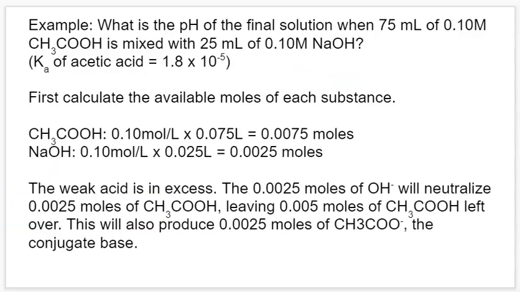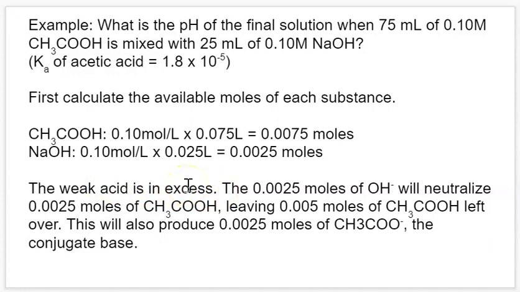And how that's going to work, first we need to calculate the available moles of each substance. So for the acetic acid, it was 0.1 molar, aka 0.1 moles per liter. We multiply that by 0.075 liters, and we end up with 0.0075 moles of acetic acid to start with. We do similar math for the sodium hydroxide and find out that we have 0.0025 moles of sodium hydroxide. So we have 3 times as much acetic acid in this reaction as we do sodium hydroxide. So that means the weak acid is definitely in excess.